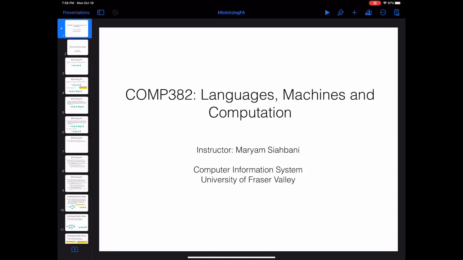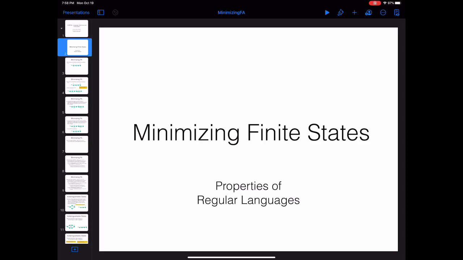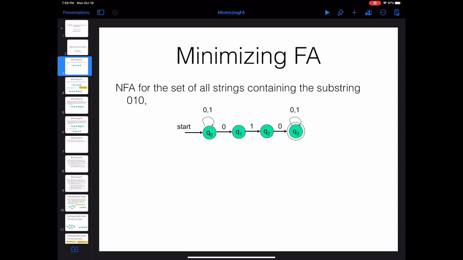Hello everyone. So in this video I am going to talk about minimizing finite states. We are still talking about the properties for regular languages. So why do we care about minimizing finite state machines?